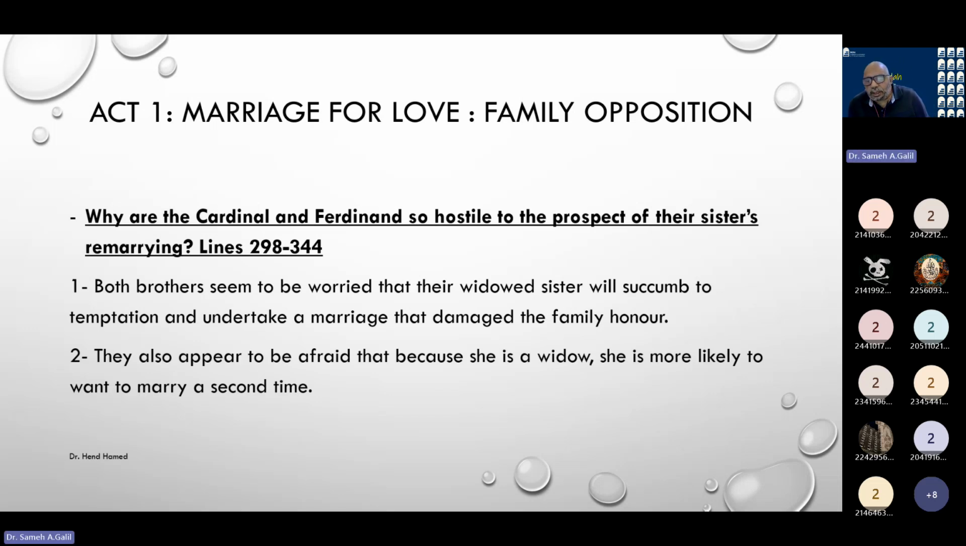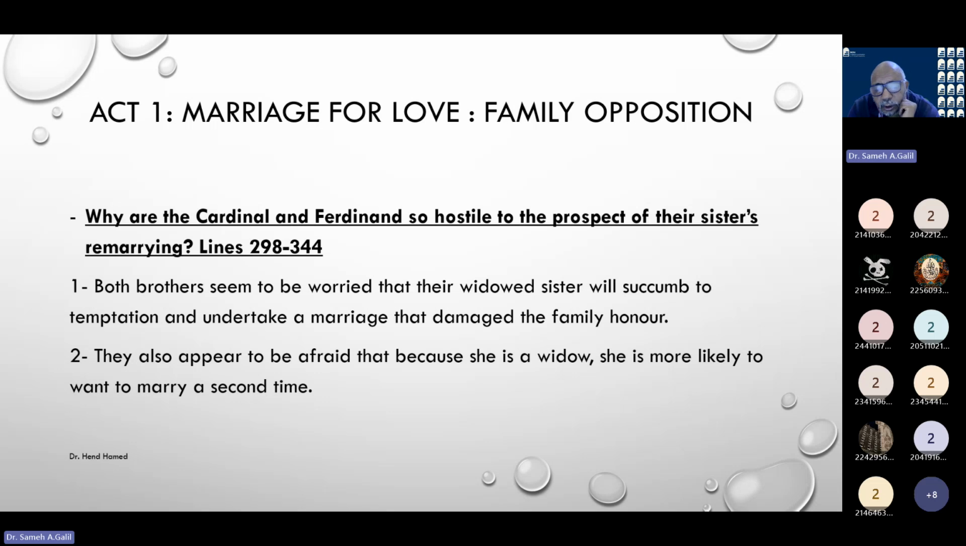So again, this is the royal court, and we have the family, and we have the Cardinal and Ferdinand, and these are the brothers of the sister, the Duchess, and obviously they are hostile to the prospect that their sister may remarry. Again, for obvious reasons. Remember that they are ruling along with their sister, and if she gets married, perhaps her husband will take all the benefits and the privileges. So why not reject any marriage?